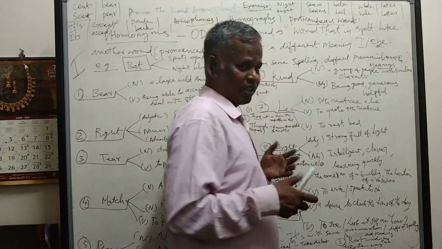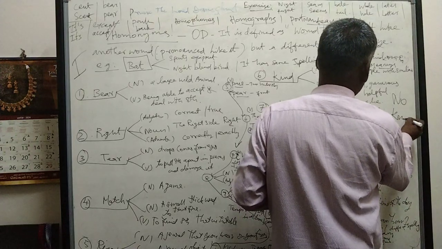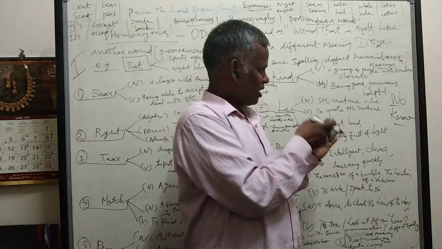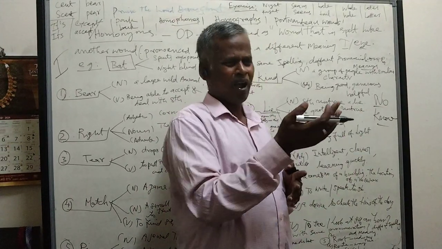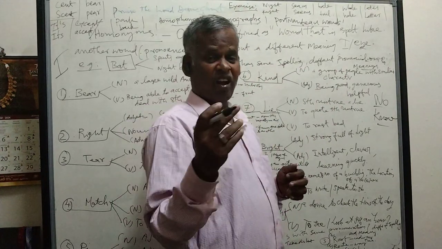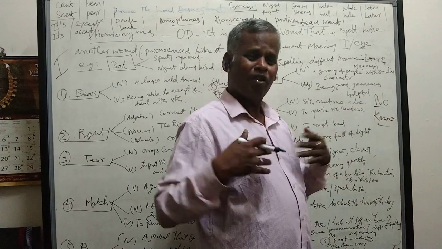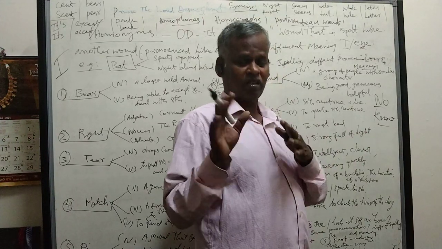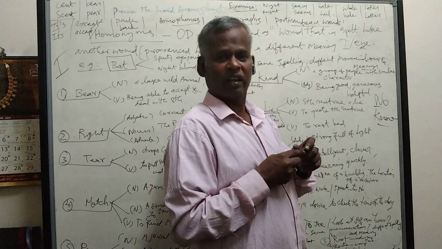Many more things. Know, K-N-O-W, and no, N-O, both have different spelling and the same pronunciation, with different meanings. No means no. I don't know what you are telling me. I know not where he has gone. And know means I know everything. Who is our Prime Minister of India? I know, Mr. Narendra Modi.